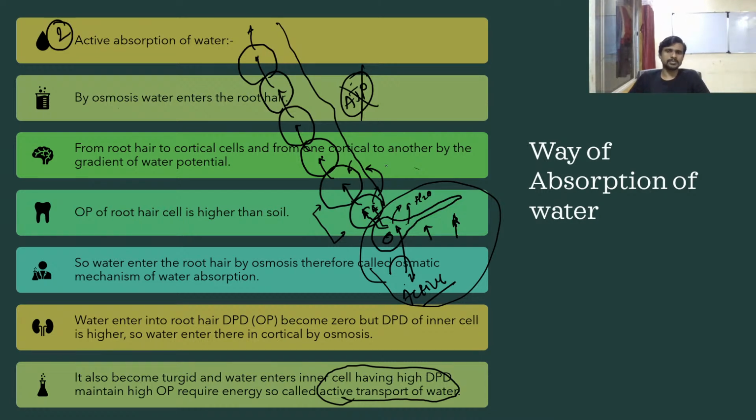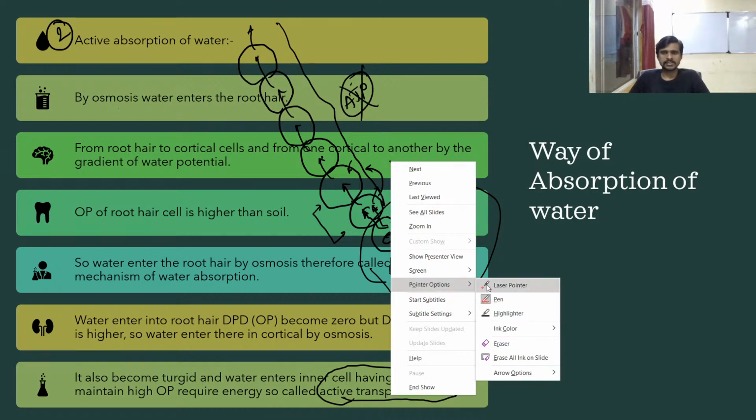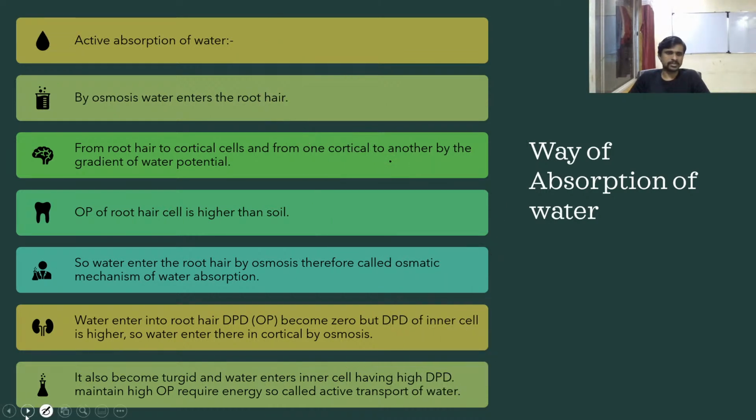What is the main difference between active and passive absorption? Okay, very good question. So let's see what the main difference is. I'm going to write here: passive on this side and active on this side. Passive is without energy, without ATP energy, and active requires ATP.